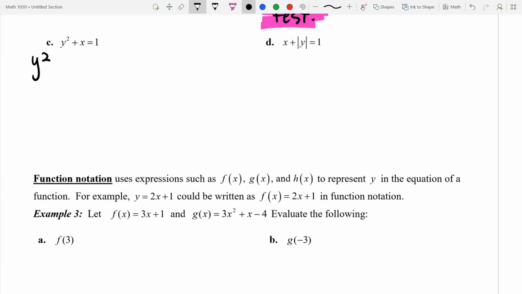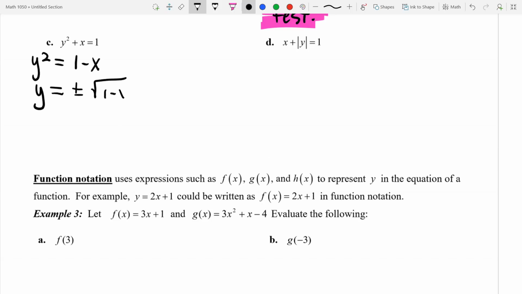So you have y squared equals 1 minus x. You could put negative x plus 1. I think it looks nicer and cleaner to put 1 minus x. What do you do now? Square root. So you have y equals, you guys tell me what comes right after the equals? Plus or minus, because you took the square root, right?